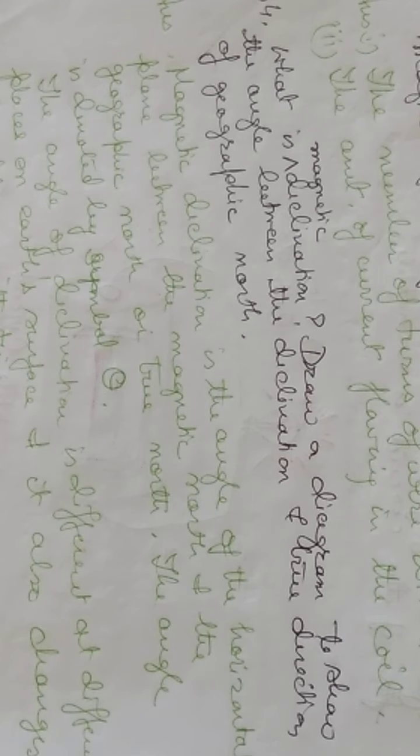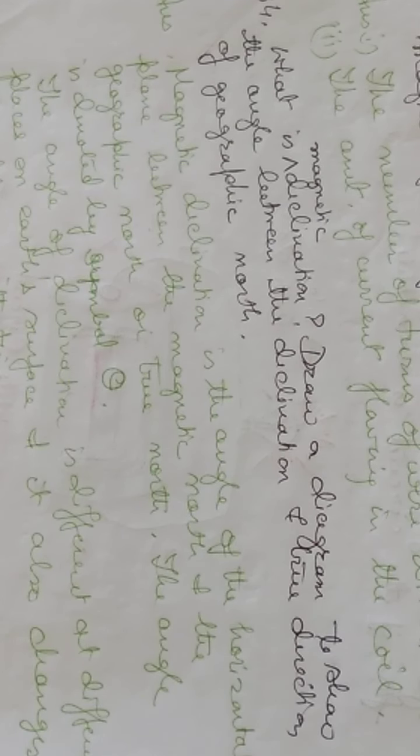If we draw a line in the geographic north-south direction and a line in the magnetic north-south direction, we'll see that they form an angle, which is denoted by the symbol theta. This angle is known as the angle of declination, and it differs from one place to another on the earth's surface.